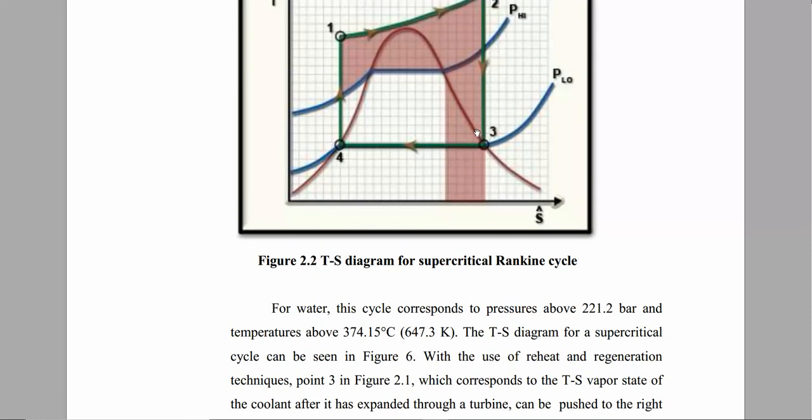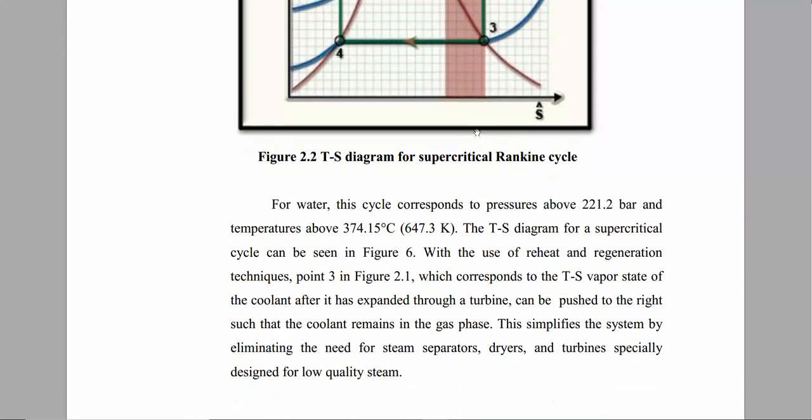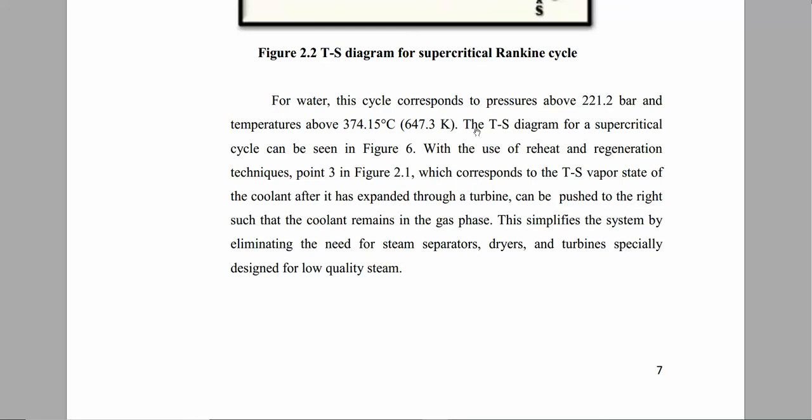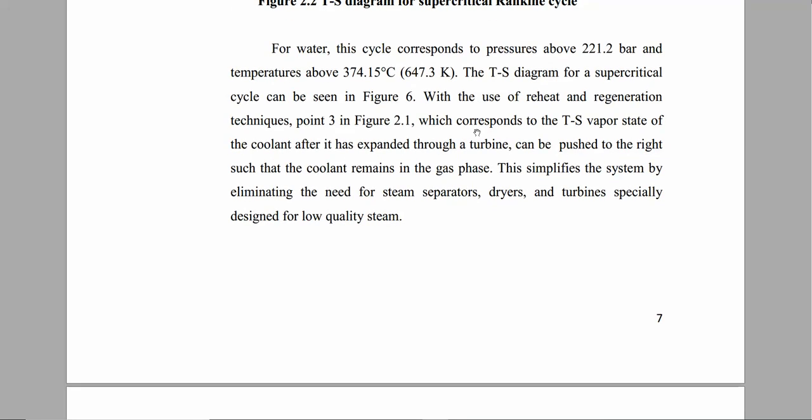Point 3, as you can see in this figure, corresponds to the TS vapor state of the coolant after it has expanded through a turbine. It can be pushed to the right such that the coolant remains in the gas phase. This simplifies the system by eliminating the need for a steam separator, dryer and turbine specially designed for low quality steam.